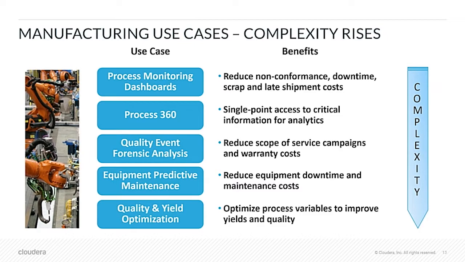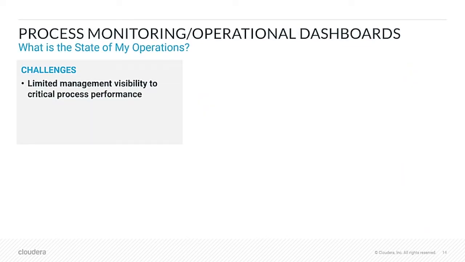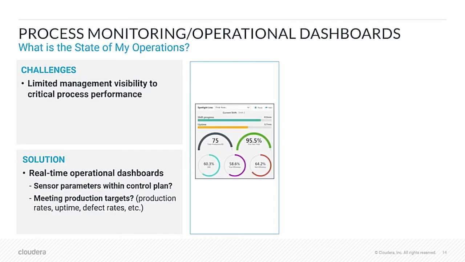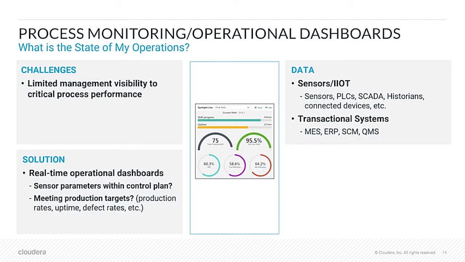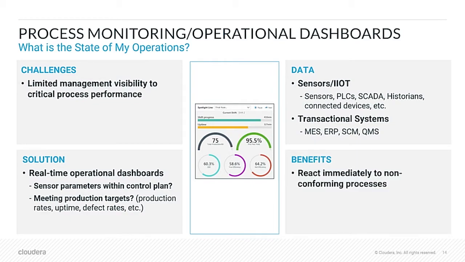But these are the reasons why Industry 4.0 is possible: new data to support use cases like this. So let's give you some great examples here. Just the simplest use case, right? Process monitoring, operational dashboards. The point here is that management has limited visibility to what's actually going on in their operations, right? So what do they want to be able to do? They want to be able to provide a dashboard that gives that type of visibility.